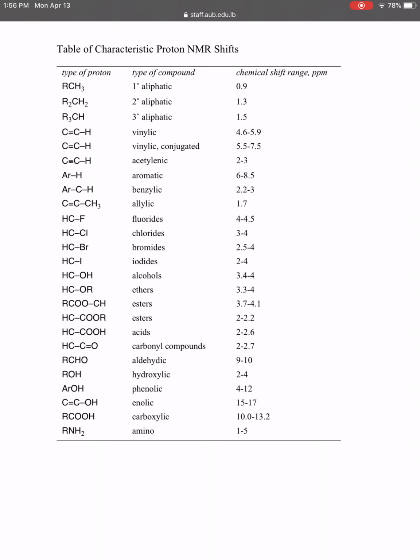In the next NMR video, we'll focus on integrations and how we can use that to figure out ratios of different signals to each other.